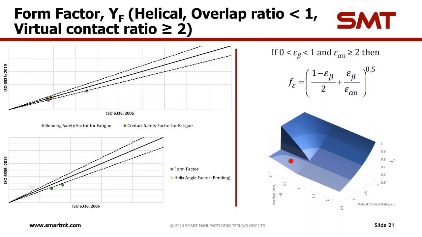Here we are actually seeing the helix angle factor increased, again with the same factor as previously discussed, and the form factor has been decreased. As on the chart, the value of the form factor will be slightly less than 0.7.